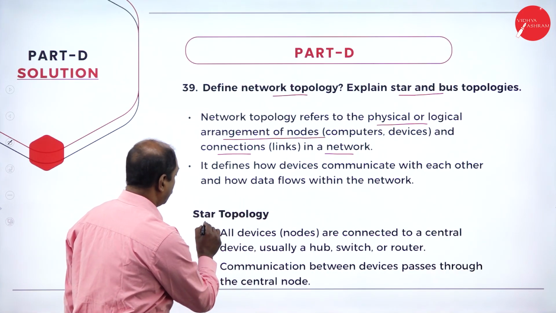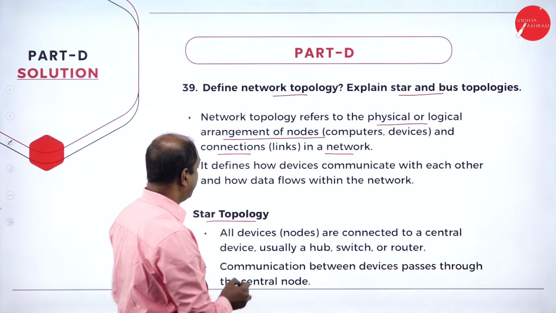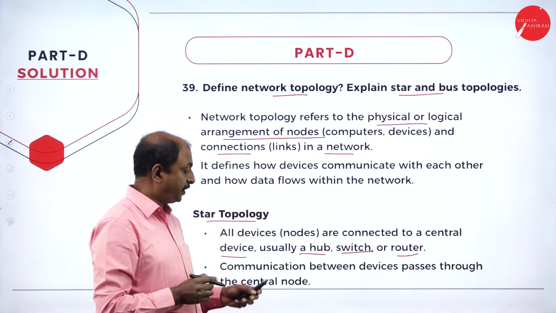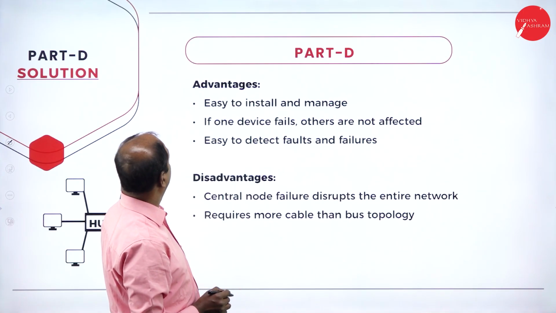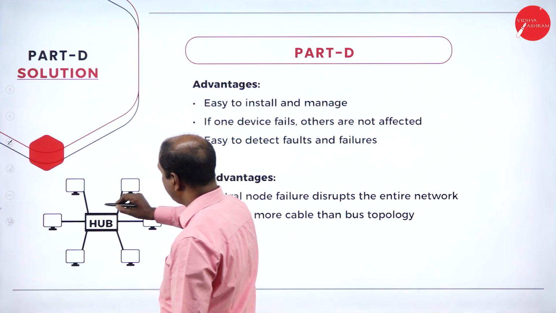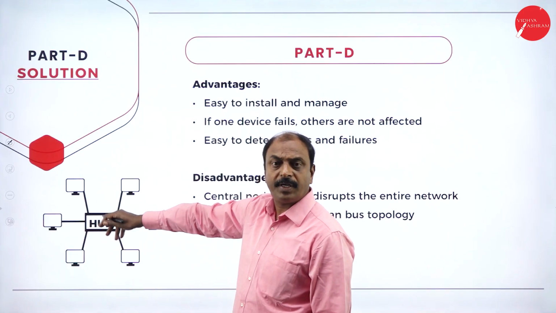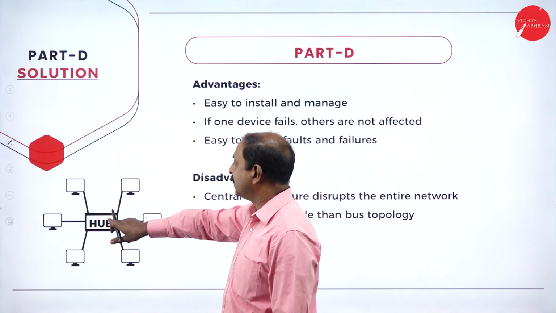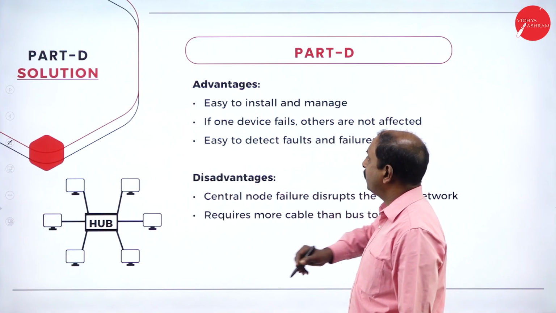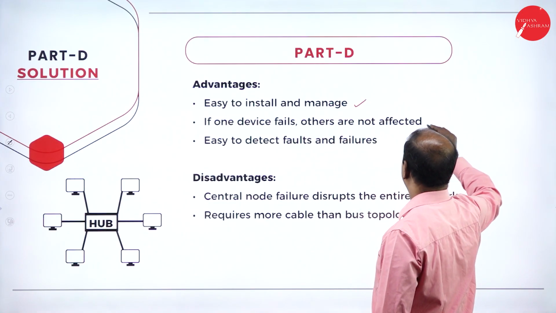Then let us see what is a star topology. All devices, which are nodes, are connected to a central device. Usually it is a hub or switch or router. So this is the definition of star topology. If you look at the diagram of this, this hub is the central device to which all other computers or computing devices, referred to as nodes, are connected. This is the diagram for star topology. And what are the advantages of this? Easy to install and manage. If one device fails, others are not affected.